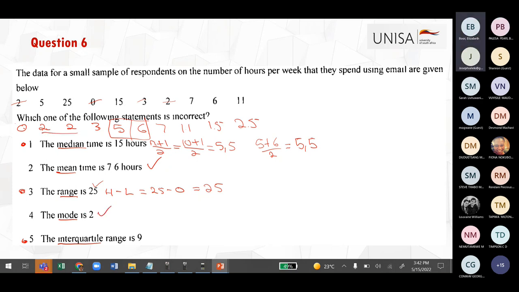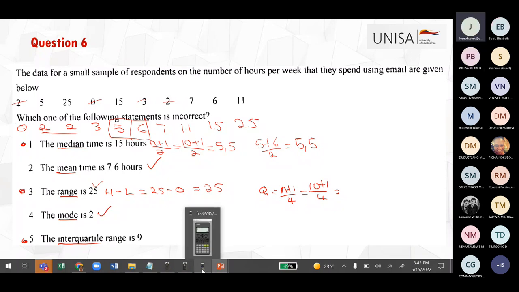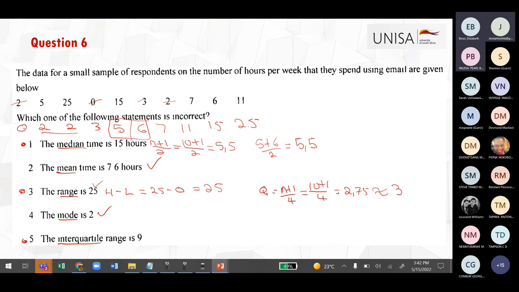The mode, which one appears more than the others? Two. It's two. Yes. Interquartile range. Now, with interquartile range, there are a couple of things that you need to do. I'm going to say this now because later on we're going to be looking at questions relating to quartiles. So we need to first find quartile one, which is n plus 1 divided by 4, the position, which will be 10 plus 1 divided by 4, 11 divided by 4, 2.75. And if it's 2.75, we estimate that this is 3. It's on position 3. So position 3 is on 1, 2, 3. It's 2, right? So our Q1 is equal to 2.